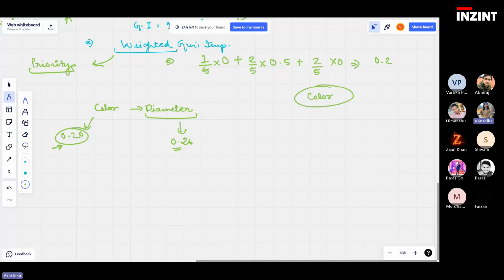Now there is another thing. In color as well, we have red, we have green, and we have yellow. We got to know that color is going to be the splitting feature. But what is the question that I should ask? Should I ask if something is equal to green, equal to yellow, or equal to red? So we calculate another thing, which is called information gain.